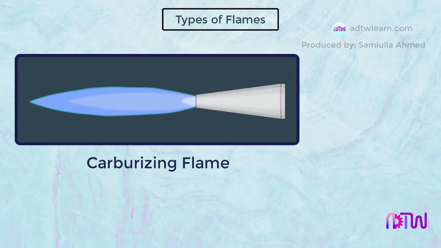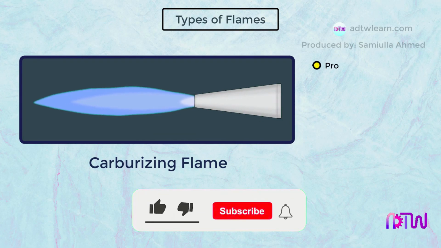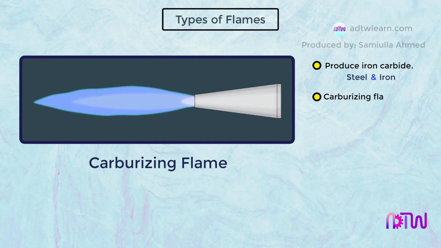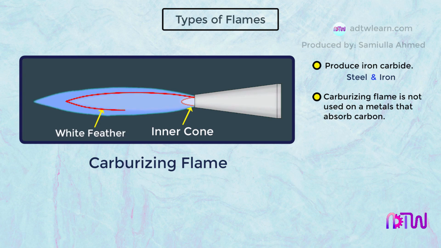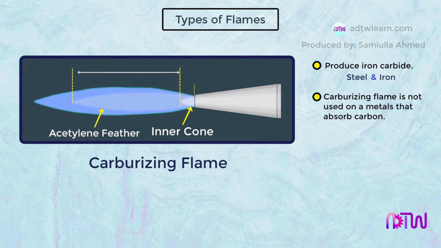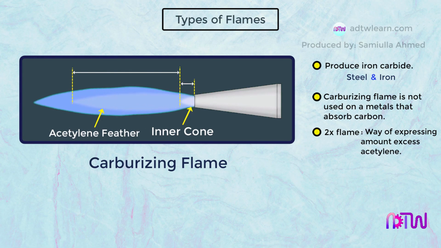The carburizing flame. A carburizing flame will produce iron carbide, causing a chemical change in steel and iron. For this reason, a carburizing flame is not used on metals that absorb carbon. The carburizing flame has excess acetylene. The inner cone has a feathery edge extending beyond it. This white feather is called the acetylene feather. If the acetylene feather is twice as long as the inner cone, it is known as a 2x flame, which is a way of expressing the amount of excess acetylene.